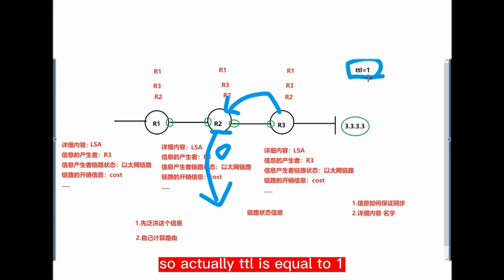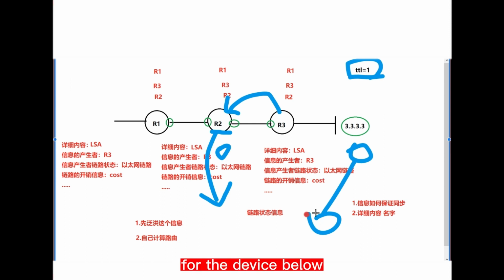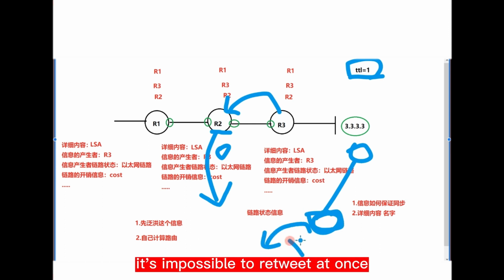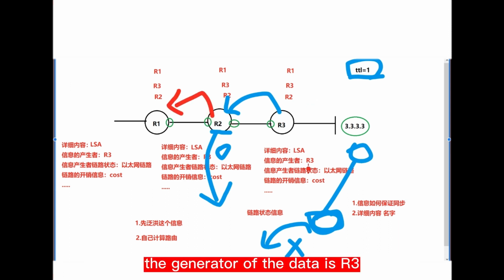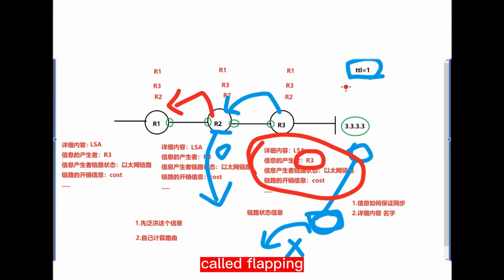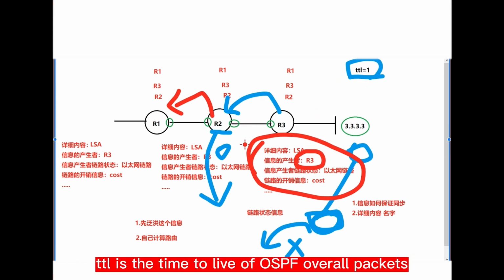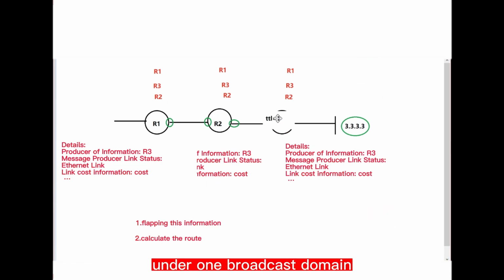So actually TTL equal to 1 means that it can only be transmitted in one network segment. For the device below, it's impossible to forward it even once. The process it sends out is called flooding. The generator of the data is R3, and what other devices send is exactly the same message. When the data is being sent, it's not called forwarding, it's called flooding. TTL is the time to live of OSPF packets, so it can only be delivered under one broadcast domain.